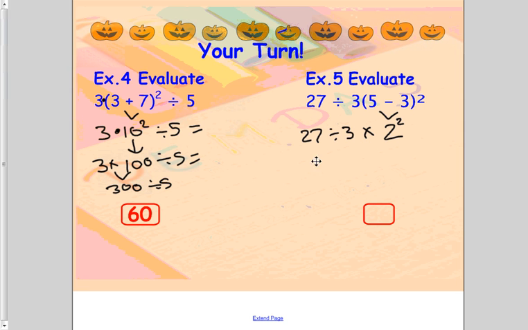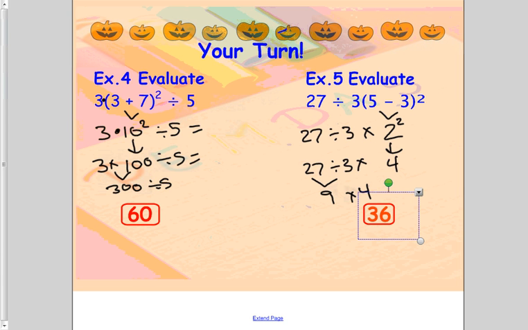Next step. Now we're going to solve exponents. I see an exponent here. That will be 4. So let's rewrite the problem again. Now we're going to multiply and divide in order. I see division first, so 27 divided by 3 equals 9, and 9 times 4 is 36.